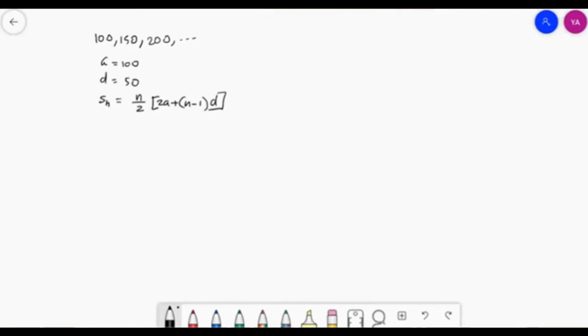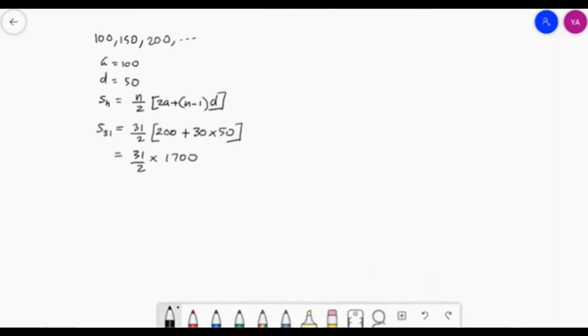We want to find the sum of the first 31 terms, which is equal to 31 by 2 into (2a, that is 2 times 100, so 200, plus (n minus 1)d). n minus 1 means 31 minus 1, that is 30, and 30 into d is 50. So in the next step, 31 by 2 into (200 plus 30 times 50). What will be 30 times 50? 1500. 1500 plus 200 is 1700.